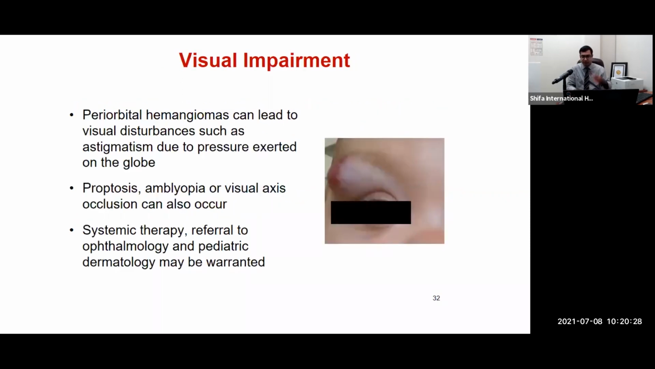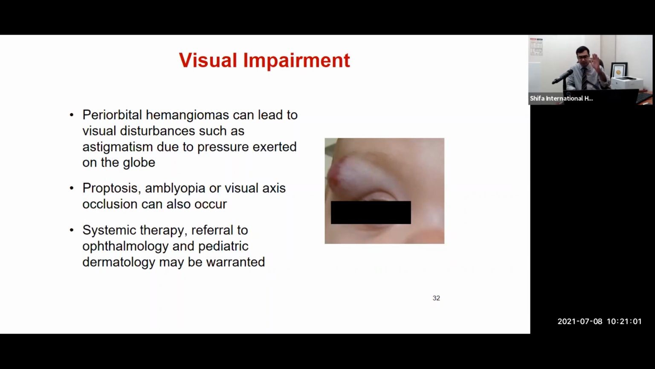Now, visual impairment. If it's around the periorbital area, do think about the size. It can have mechanical effects, so proptosis, amblyopia. Remember, a child's vision develops in the first few years of life, so the first year is very important. So amblyopia, or visual axis correction if there is compensatory eye deviation, and then obviously glaucoma or other problems. So think outside the box.